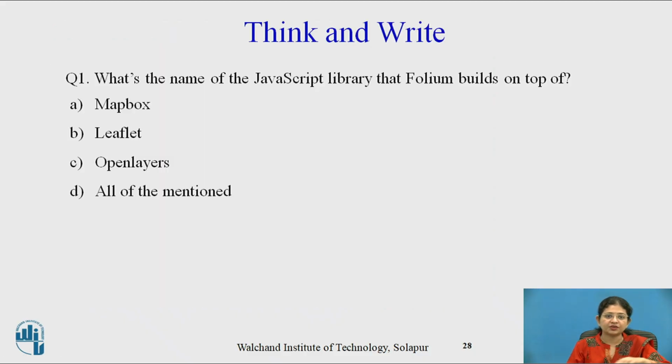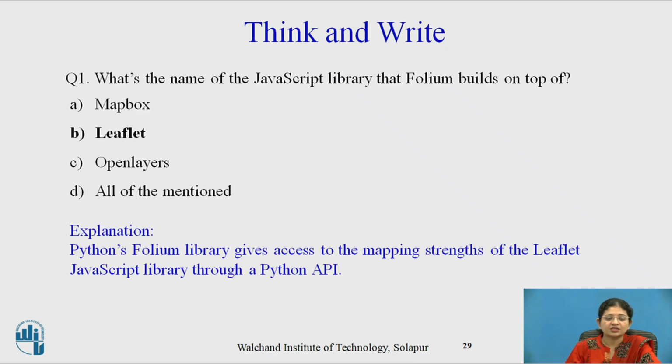Now pause the video and write down the answer to this question. What is the name of the JavaScript library that Folium is built on top of? The options are Mapbox, Leaflet, OpenLayers, or all of the mentioned. And the answer is Leaflet. Python's Folium library gives access to the mapping strength of the Leaflet JavaScript library through the Python APIs.